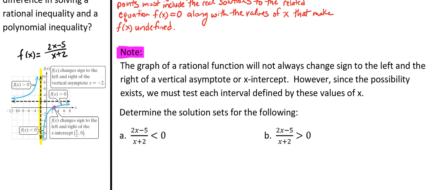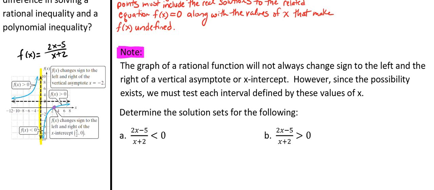Now something to note here that can be a pretty common mistake is that the graph of a rational function will not always change sign to the left and the right of a vertical asymptote or the x-intercept. However, since the possibility exists, we have to test each interval defined by the values of x. And so that's what we're going to do here.